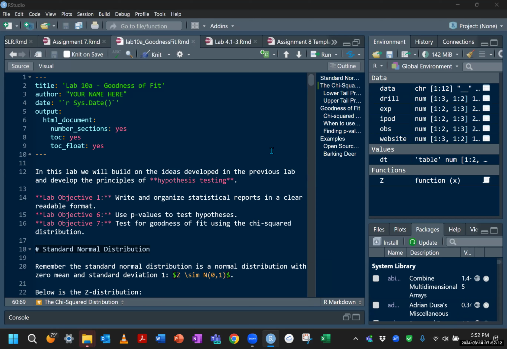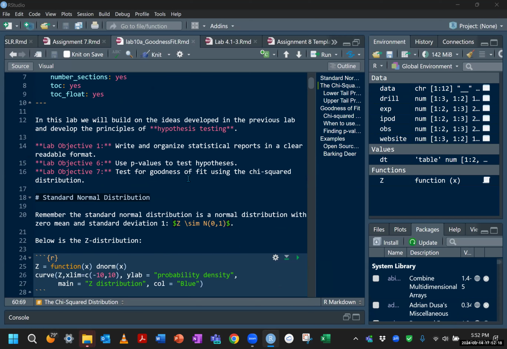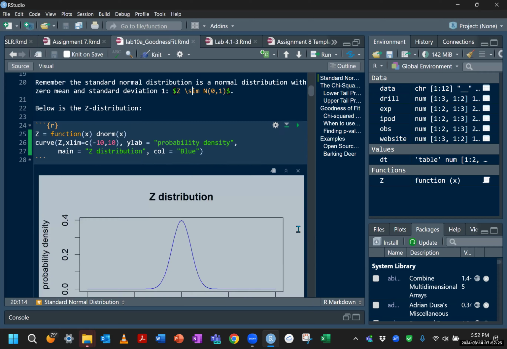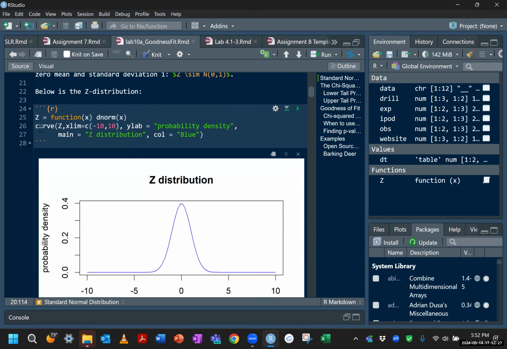To do this, we're going to use a modification of the normal distribution. Here's our standard z distribution, which is the normal 0, 1 distribution. Here's a plot of that. I'm using the curve function, which just takes a function, the density of the normal distribution, and plots it. This is the curve that we used for finding probabilities with pnorm.